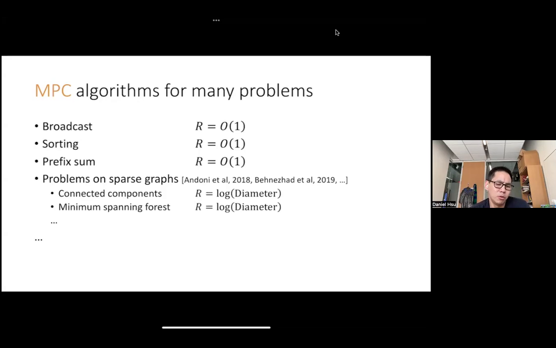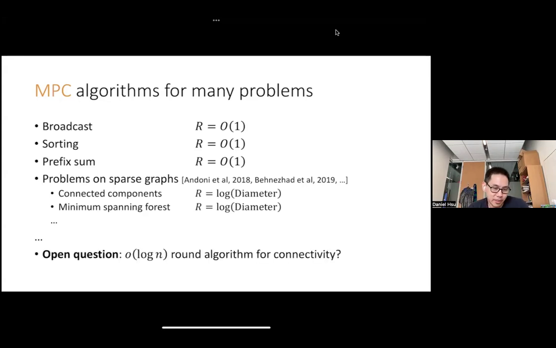For some of these more complicated problems, like connected components or minimum spanning forest, only relatively recently have people been able to develop constant round algorithms, at least for certain subclasses of problem instances. So maybe the round complexity will be parameterized by the diameter of the graph. So in these two results, the round complexity is just log diameter. Okay.